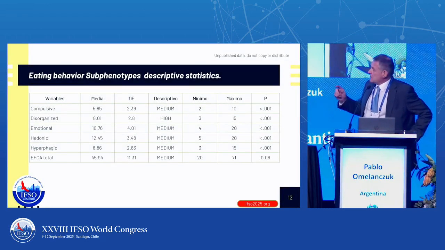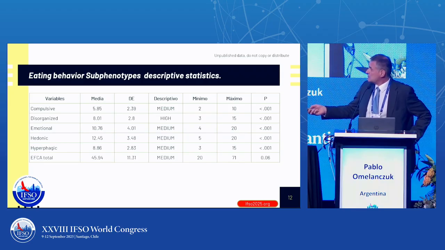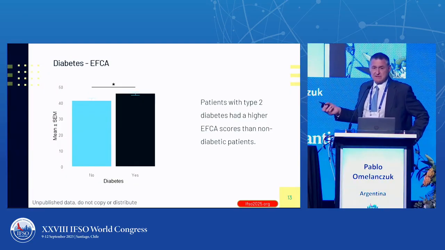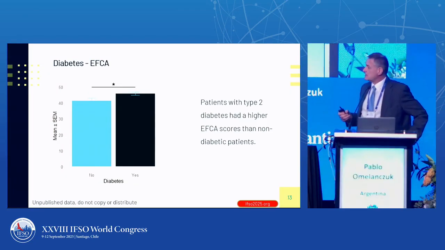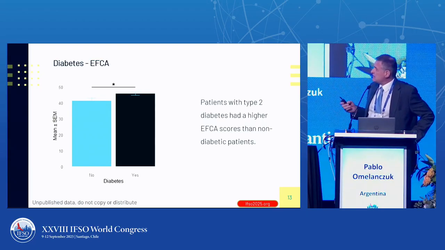And this was the different level of disorder that we found in our group. And you can see in the middle the level of the different phenotypes in this group of patients. We also correlated this with some comorbidities like diabetes, and you can see that patients with type 2 diabetes have a higher EFCA score than non-diabetic patients.